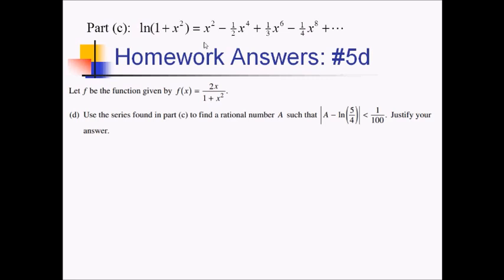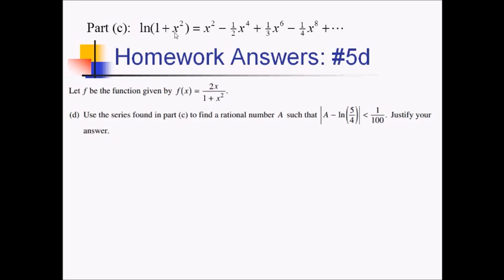Now, if you take a look at part C, we were basically asked to write a series for ln of 1 plus x squared. And inside this absolute value, we also have an ln of 5 fourths. Well, maybe this ln and this ln have some connection. In fact, they do. The ln of 5 fourths is just the ln of 1 plus something that we plugged in for x. It's the exact value of that, whatever that x value is. And we'll find the x value in a second.